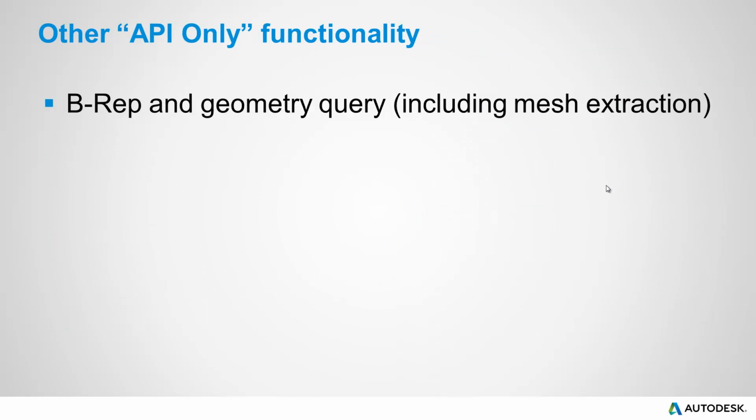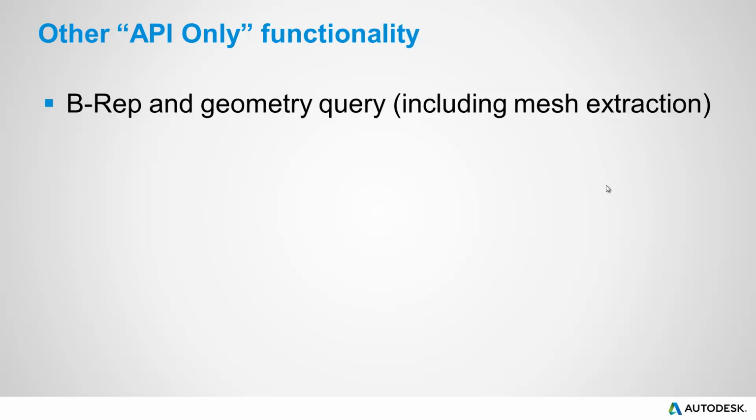Some other functionality that's in the API only, and it's only API because it's not really needed in the user interface. The first of these is to be able to query the model shape, and this is through what we call BREP, or boundary representation. That's a term for just how solids and surfaces are represented inside Fusion, and to get their geometry.